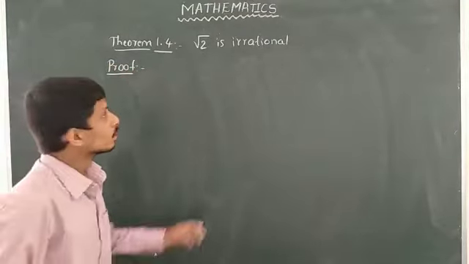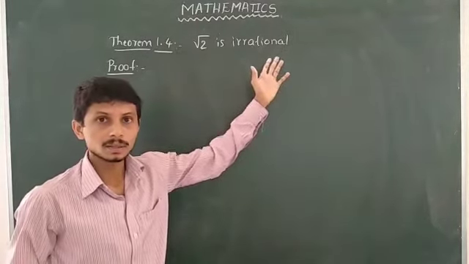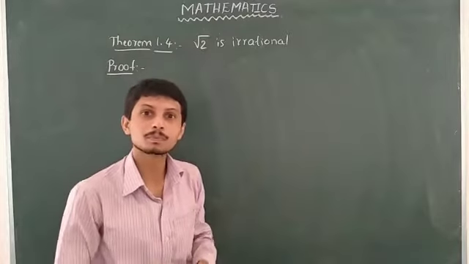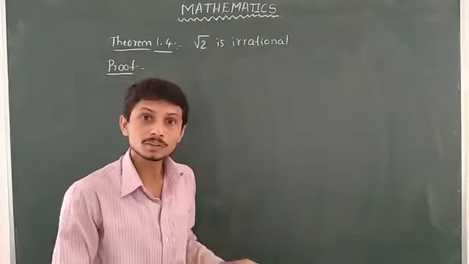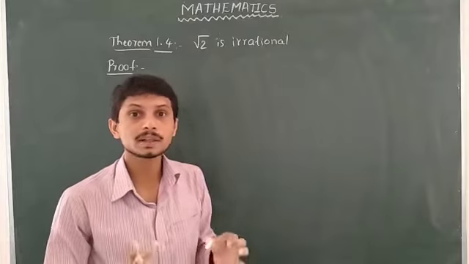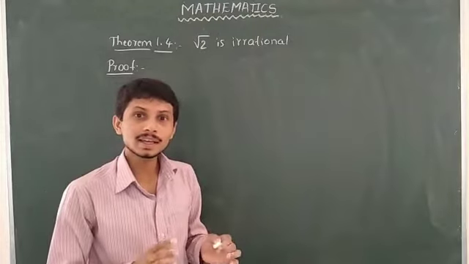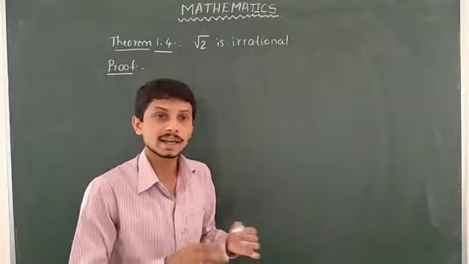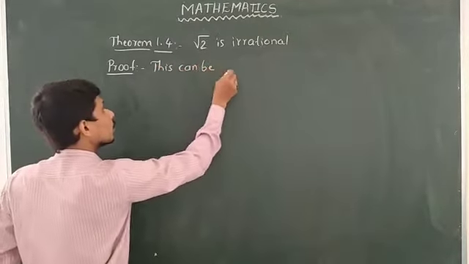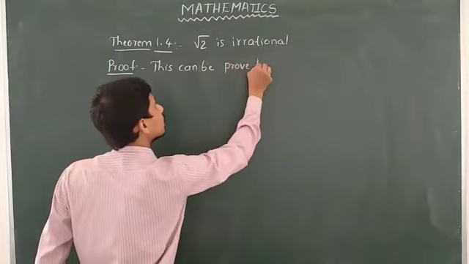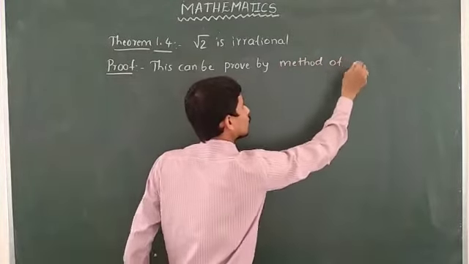Proof. We are already given that root 2 is an irrational number. In previous classes we also proved that root 2 is irrational by the method of contradiction. So here also we are taking the method of contradiction to prove this statement.